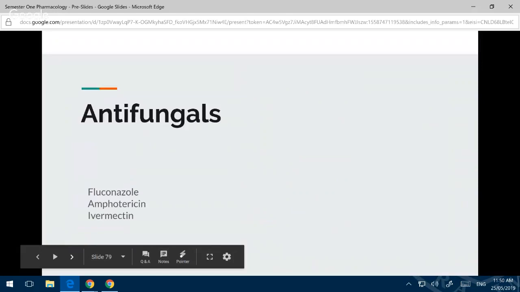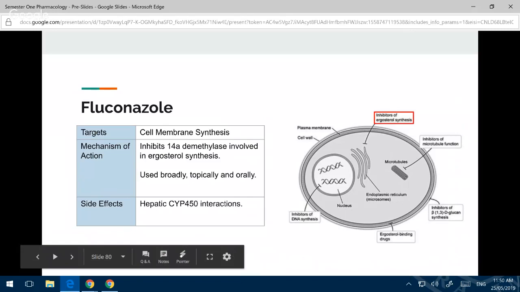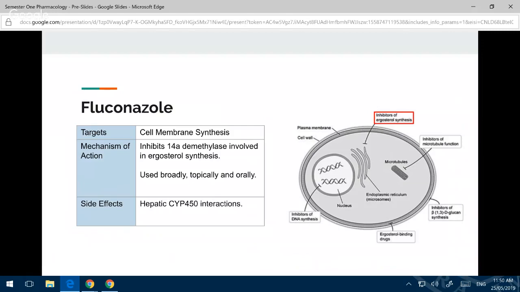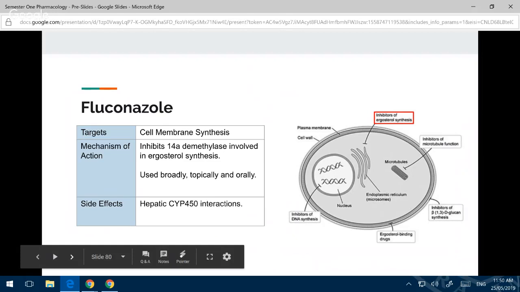Antifungals, and there's also an antiparasitic drug in here as well. So fluconazole is the first-line antifungal, and it targets cell membrane synthesis and inhibits that demethylase, which is involved in ergosterol synthesis. So this can be applied broadly and topically as well as orally. Again, the same hepatotoxic interactions with that enzyme.